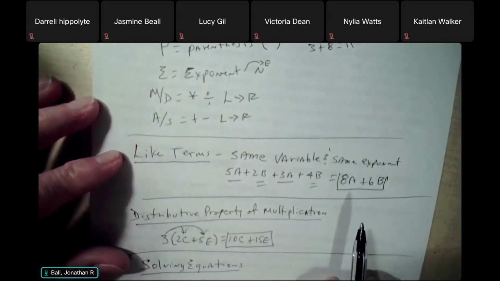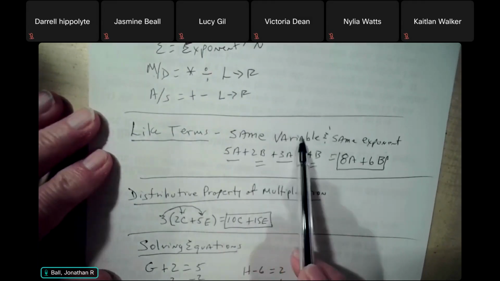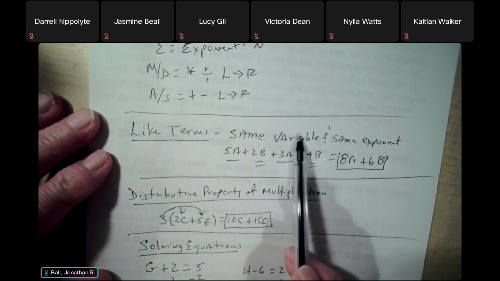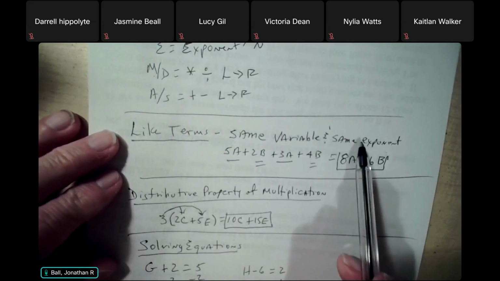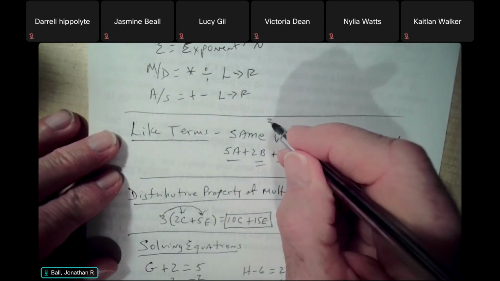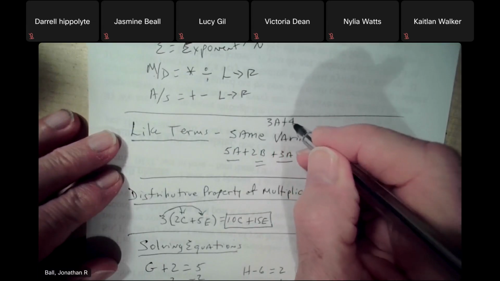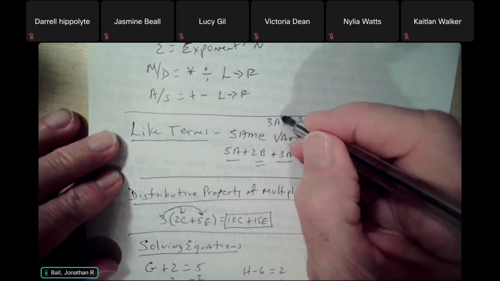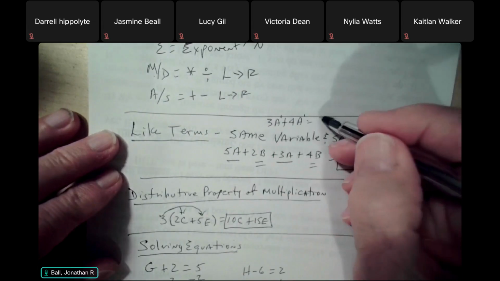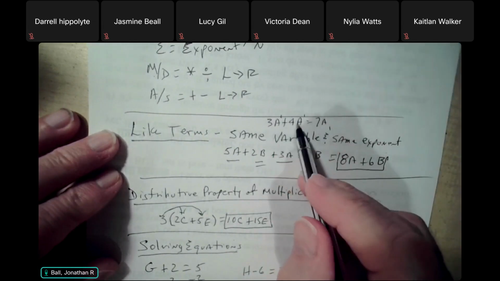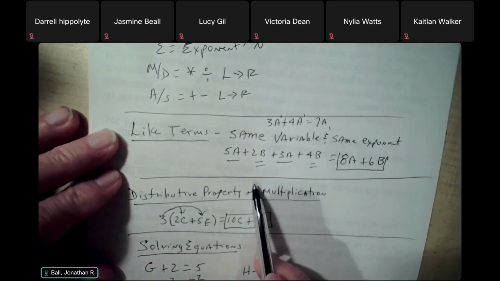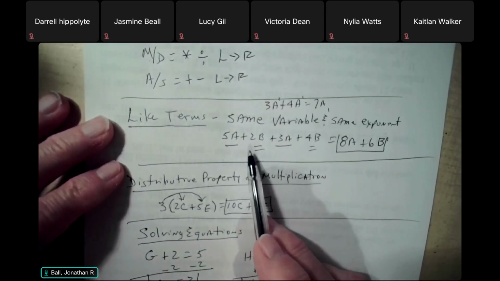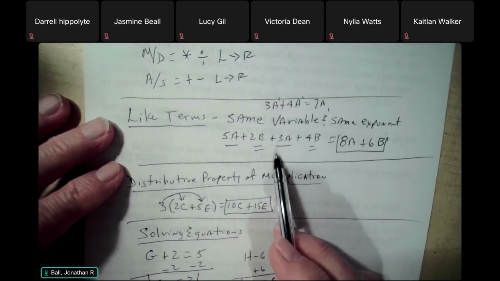Now, like terms, they have the same variable. Now, variables are letters, A, B, C, D, X, Y, Z. The same variable and the same exponent. So if you have 3a plus 4a, now the exponent on these are 1, we just don't write it. They have the same variable and the same exponent, so we can combine these. Now, if you get something longer, they really don't get any more difficult than this, they just get longer.